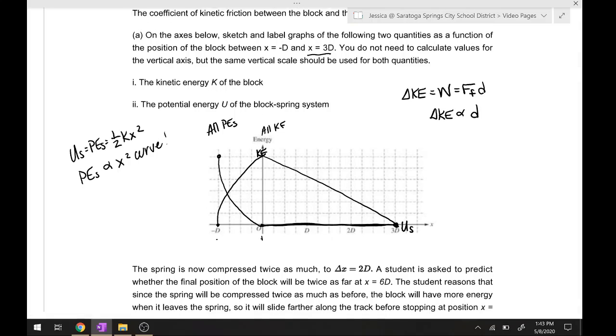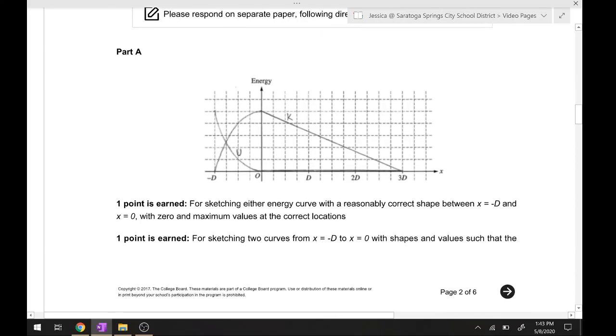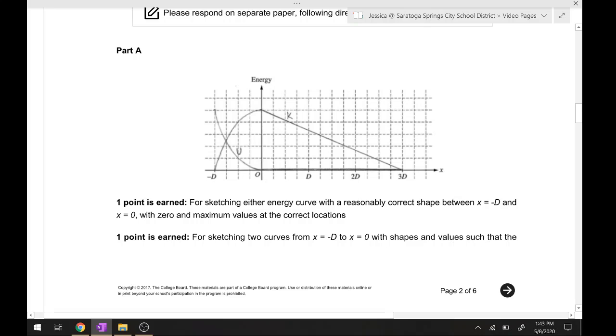Okay, so that would get me full credit. And just to verify that, our scoring guide down here says I get 1 point for sketching either energy curve with reasonably correct shape, with a 0 and maximum values. So I have that. That's talking about this part here. And another point for sketching two curves with shapes and values such that total energy is constant, even if the curves are incorrect.